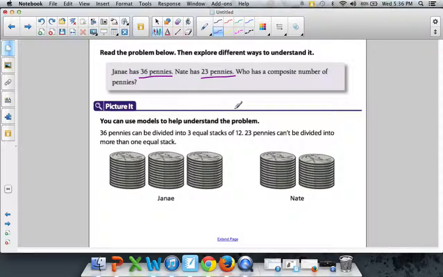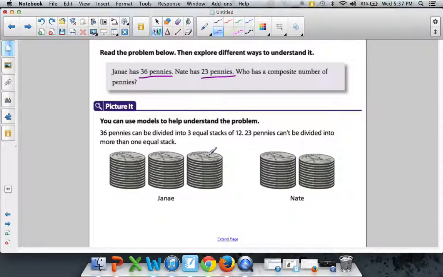Now, composite means that when you find factors, you can find more than just one and itself, whatever the number is. So think about 36 and 23. One of them has lots of factors. One of them, the only factors it has is 1 and itself. That's called a prime number. So, who has a composite number of pennies? Janae or Nate?